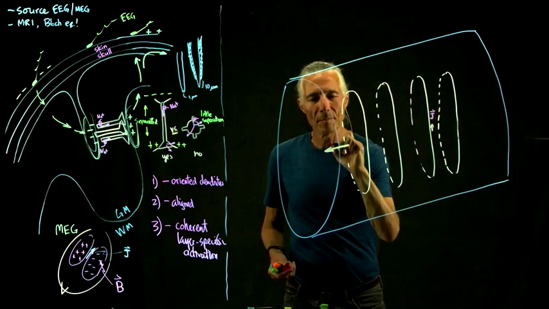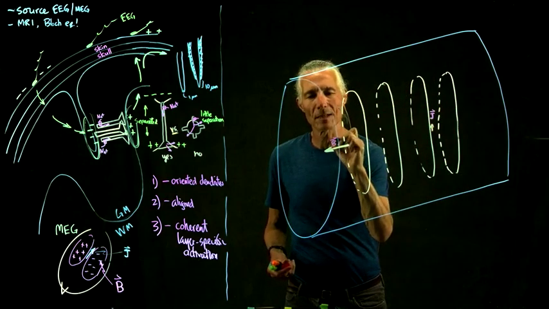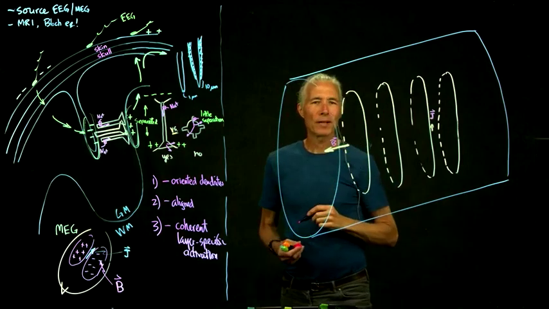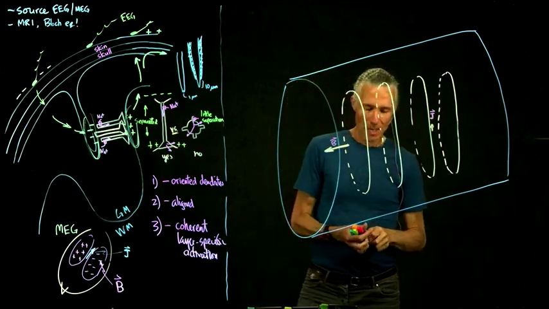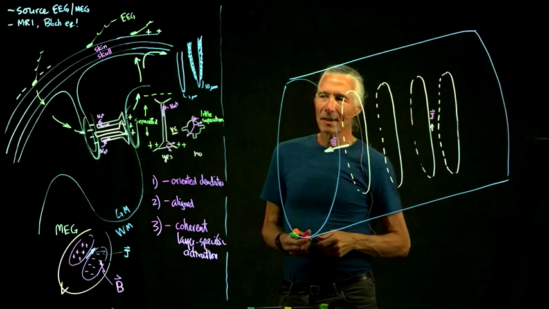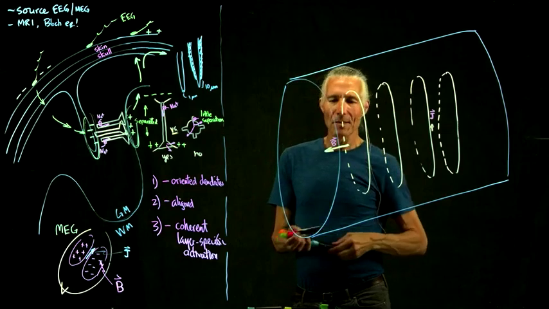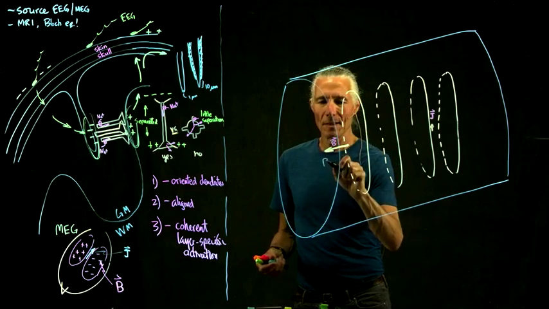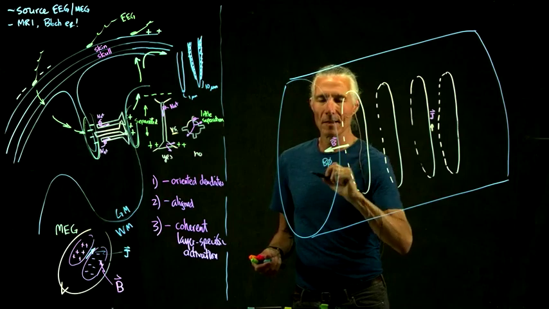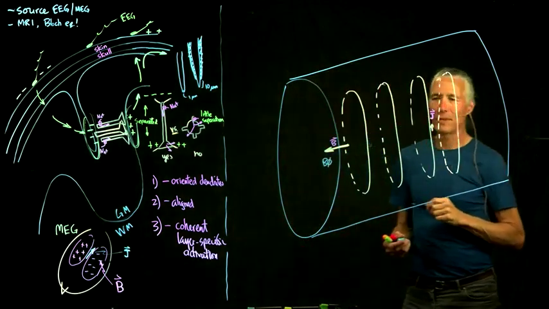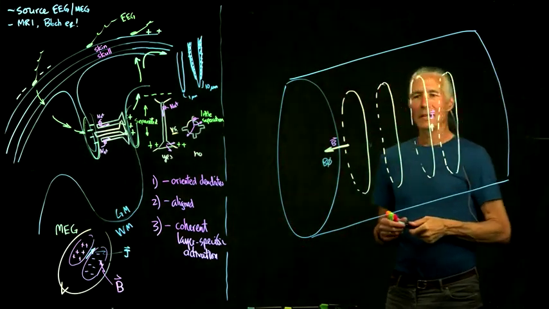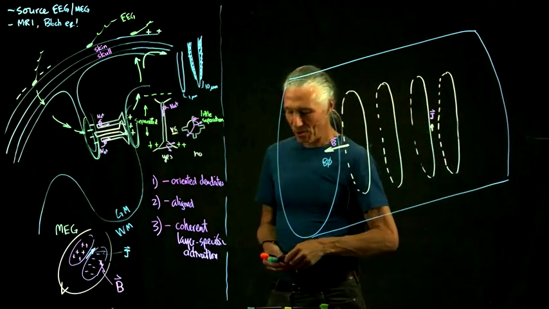And then this is the B, that's the magnetic field direction, the positive magnetic field direction. And so that thing is called the B0 field. And so what does that do?